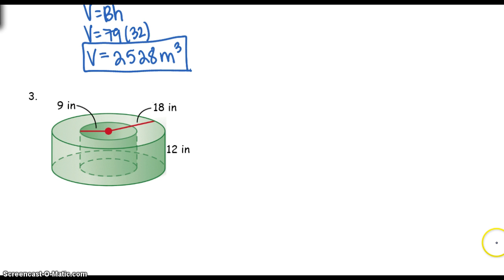So let's talk about what this actually is. If you can imagine a toilet paper roll. I know that that's not the prettiest thing to imagine, but imagine a toilet paper roll. And that's what's going on here. So we have this big cylinder, and they have punched out the cylinder in the middle. So they've got big cylinder minus small cylinder in the middle.